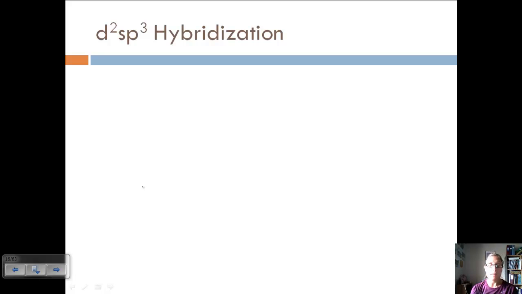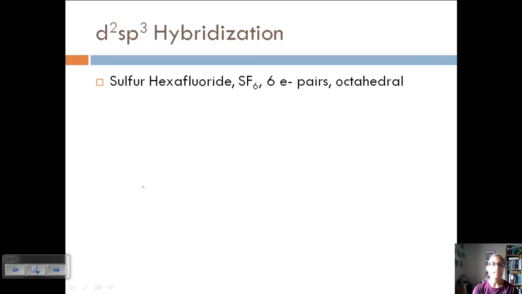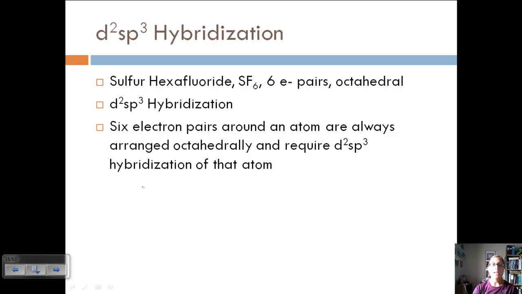Okay, so we can have 5 bonding pairs or bonding sites around a central atom, but sometimes we can also have 6. And so that leads us to d2sp3 hybridized. Okay, so if we look at sulfur hexafluoride, SF6, it has 6 electron pairs around the central atom, giving it an octahedral geometry. And so this is d2sp3 hybridized. So anytime there are 6 electron pairs around an atom, they're arranged octahedrally, and it is d2sp3 hybridized.